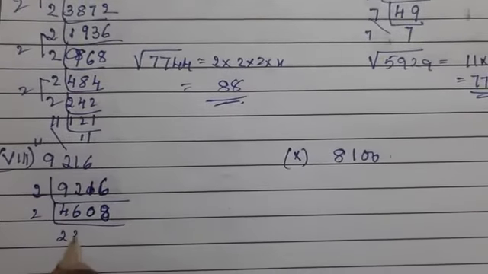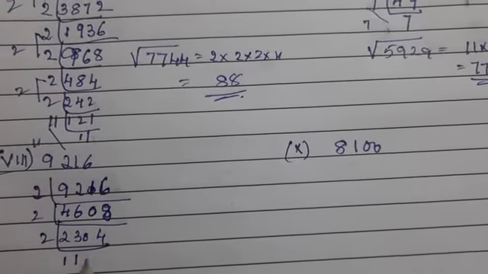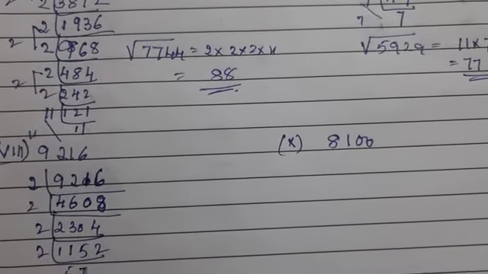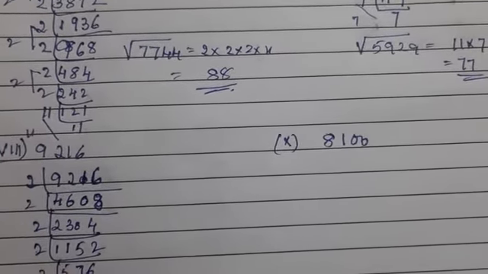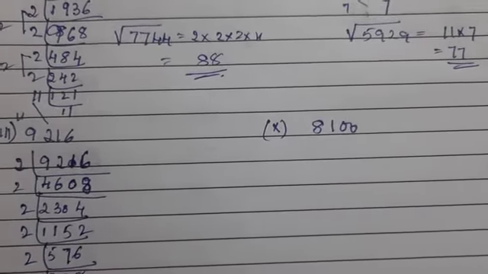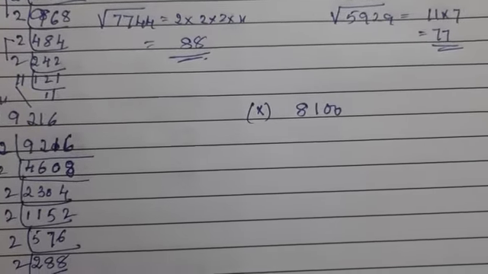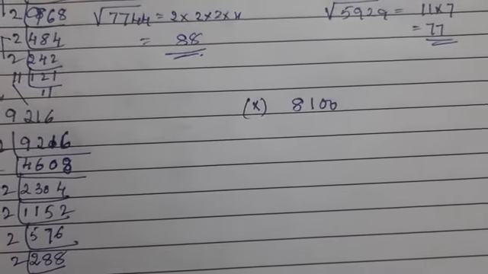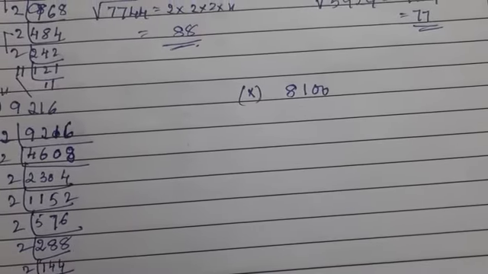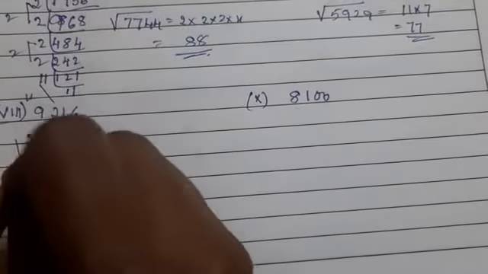2 2s are 4, 2 3s are 6, 2 4s are 8. 2 1s are 2, 2 1s are 2, 2 5s are 10, 2 2s are 4. 2 5s are 10, 2 7s are 14, 2 6s are 12. 2 2s are 4, 2 8s are 16, 2 8s are 16. 2 1s are 2, 2 4s are 8. 2 7s are 14, 2 2s are 4. 2 3s are 6, 2 6s are 12. 2 1s are 2, 2 8s are 16, 2 9s are 18. So when you get 9, you have to take 3. So group it.